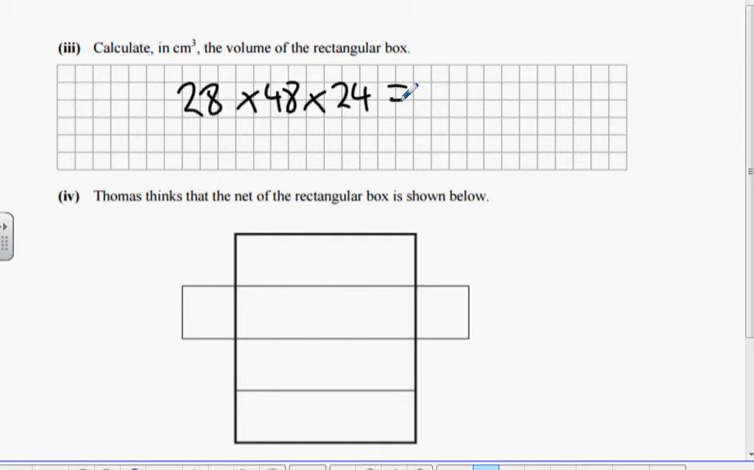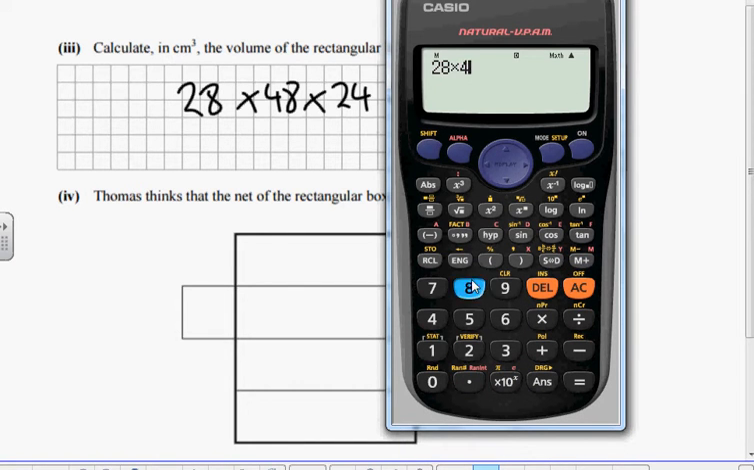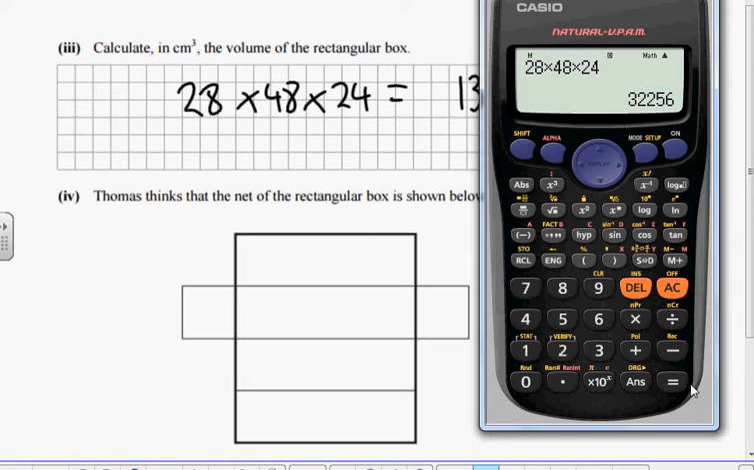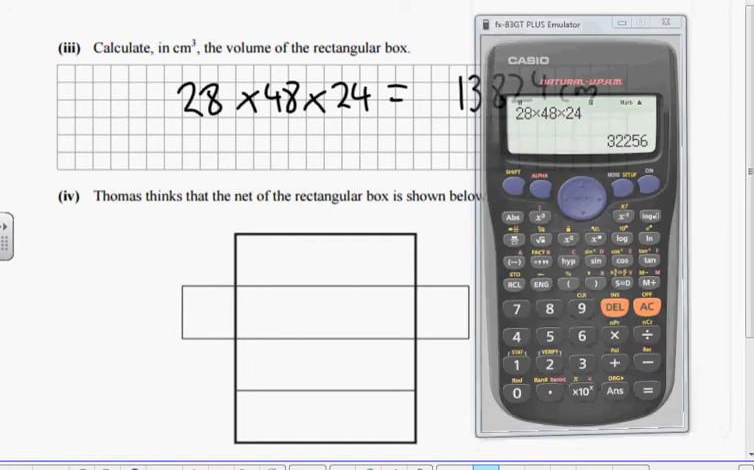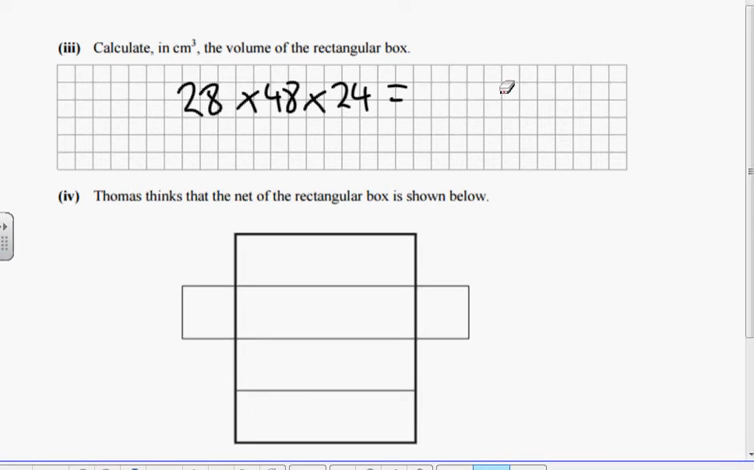I did it wrong. Anybody? 1,382. No, 13,824. 13,824. Yeah, centimeters. 32,256. I got 32,000. Yeah, that one. That's what I got. Okay. Boom. 32,256. Yeah.